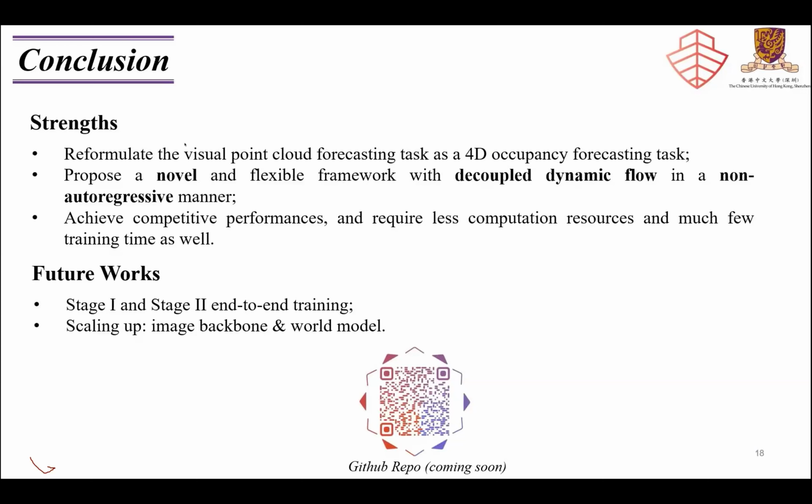For example, stage 1 and stage 2 could be trained end-to-end for optimization, and we can further explore the performance of scaling up the image backbone and world model networks. The code of our method will be released on GitHub.